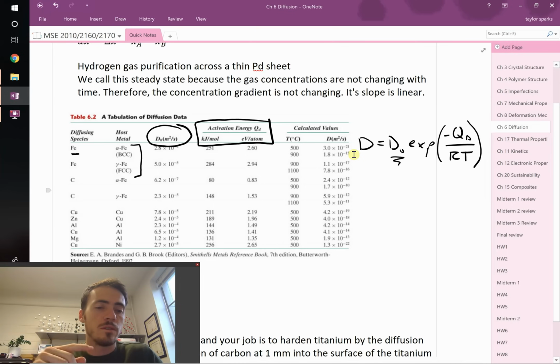For this diffusing species and the host metal. Pretty remarkable, but that's the general trend because it is this exponential. Heating it up really gives you massive benefits. That's why heating is such an important process in a lot of material science, okay?